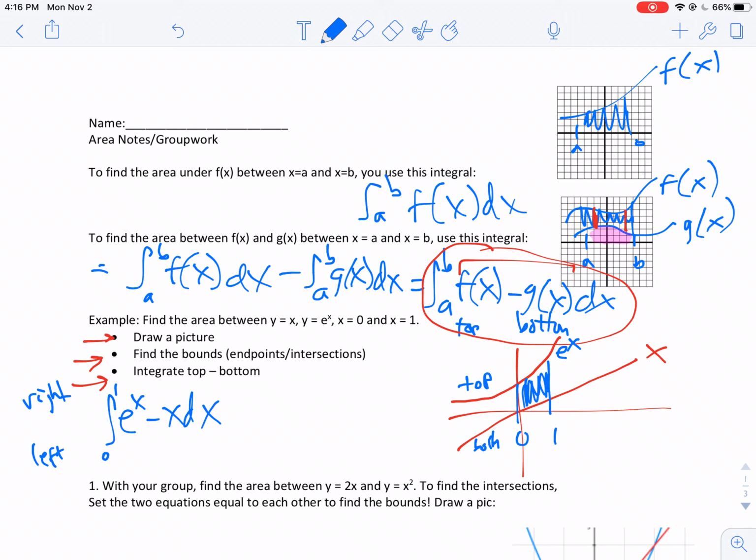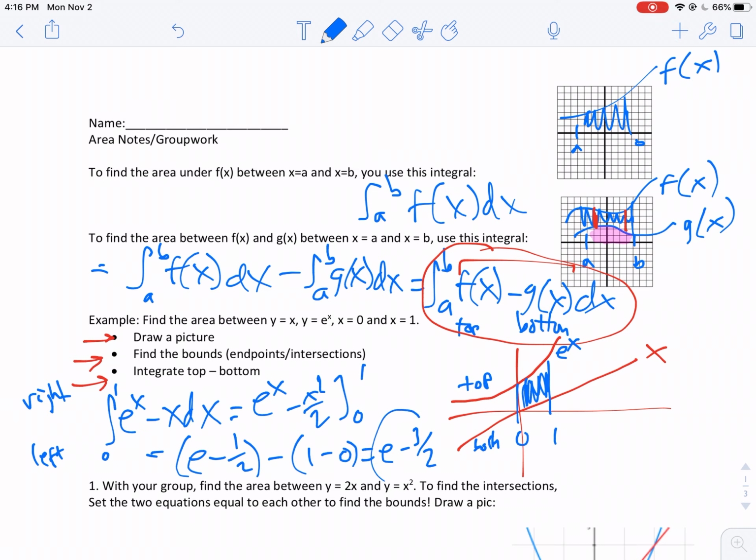Now, this integral is pretty straightforward, right? You could do this by hand. So this just becomes e to the x minus x squared over 2, going from 0 to 1. So when I plug in 1, I get e to the 1 minus 1/2. When I plug in 0, e to the 0 is 1 minus 0. So I will just get e minus 3 over 2. Okay, and there you go. That's how we do that. That's how we'll find that area, and that's what that area is. Beautiful.